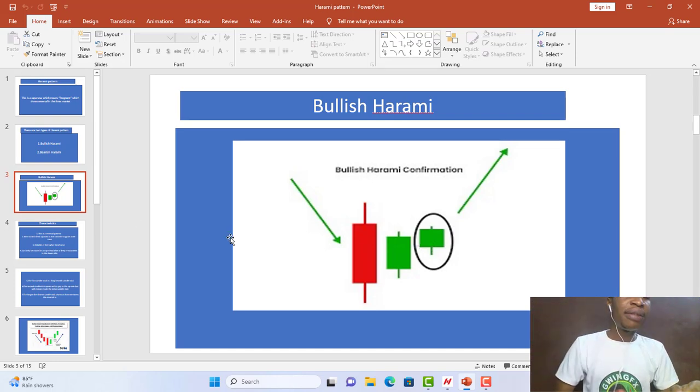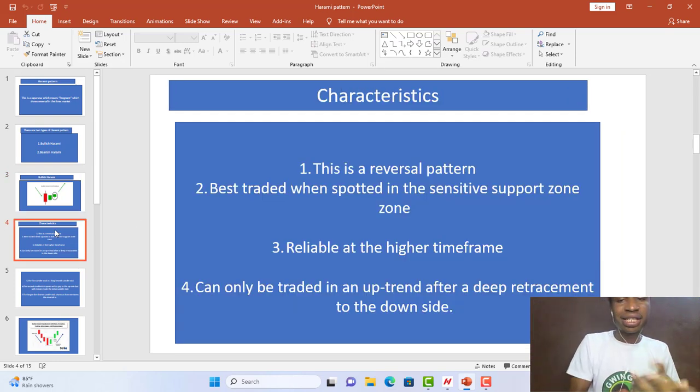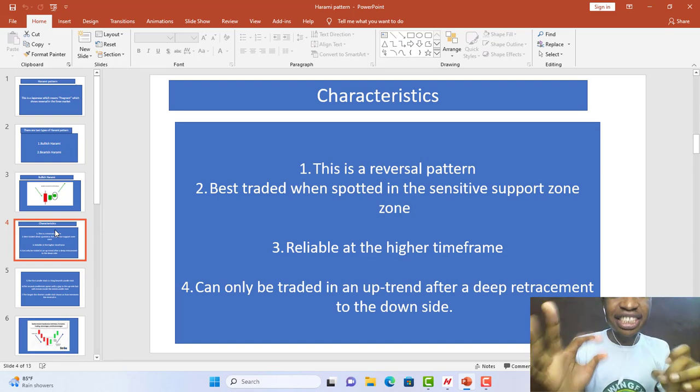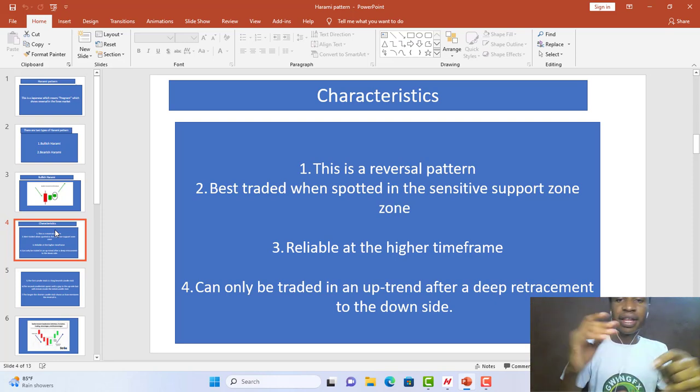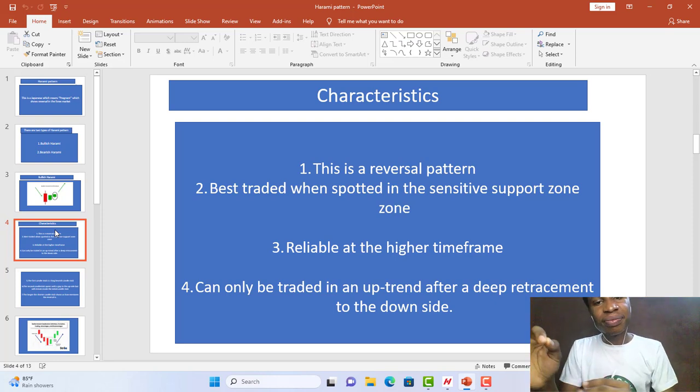Let me make it more practical for us to understand. These are the characteristics for us to understand this type of candlestick pattern very well. We said this is a reversal pattern, best traded when spotted in the sensitive zone.